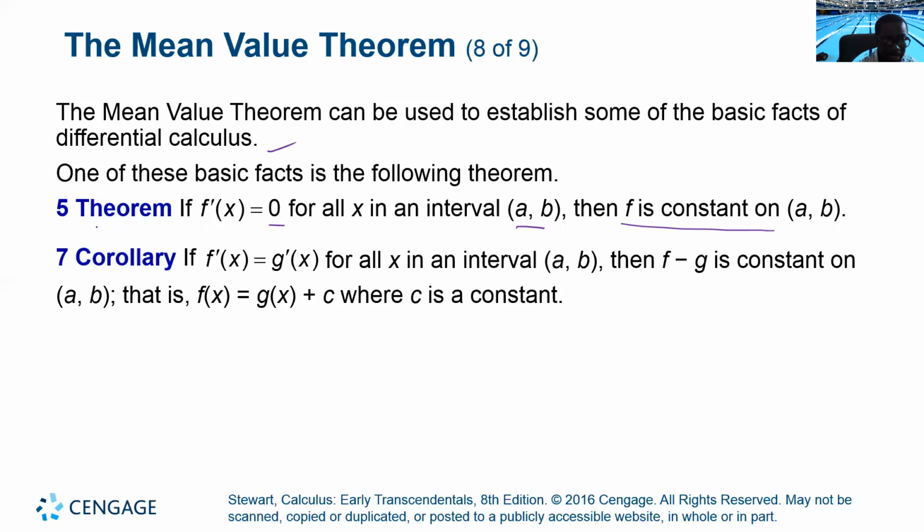And then the corollary says that if f prime of x is equal to g prime of x for all x in the same interval (a, b), then f minus g is also constant on that interval. That is, f of x is equal to g of x plus c, where c is a constant. So when you find f of x minus g of x, it is equal to the constant. That's what we have there.